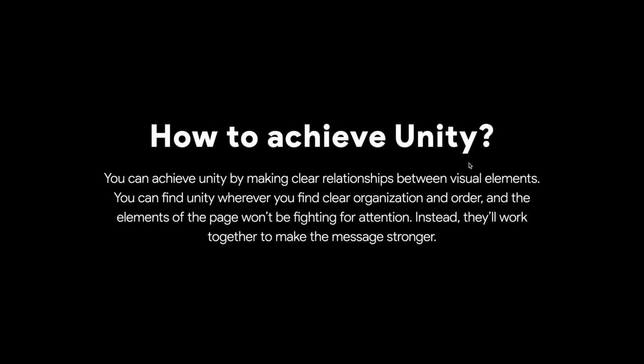So the next question is, how do you achieve unity? You can achieve unity by making clear relationships between visual elements. You can find unity whenever you find clear organization, order, and elements of the page are not fighting for the attention. So if you want to harmonize your design, you have to make sure that not everything on your page is screaming for attention. All of them get similar, subdued attention. They are not screaming for attention, and they should always work together to reinforce the overall branding of the app. So that's the way to achieve unity. You have to make sure that not a singular piece gets too much attention.